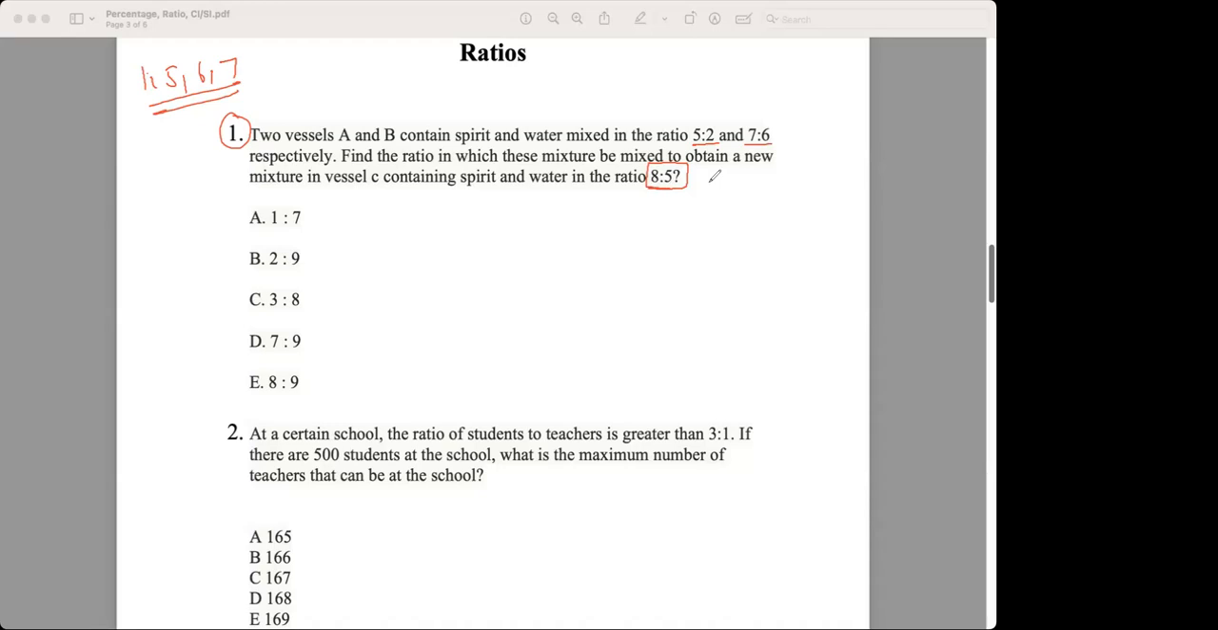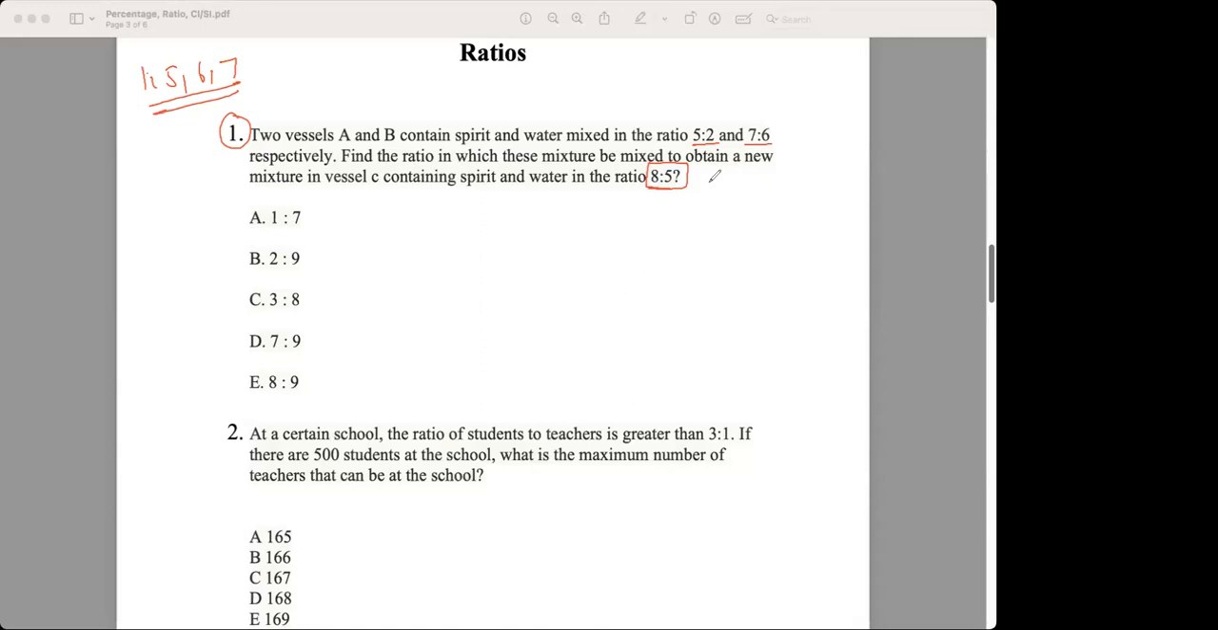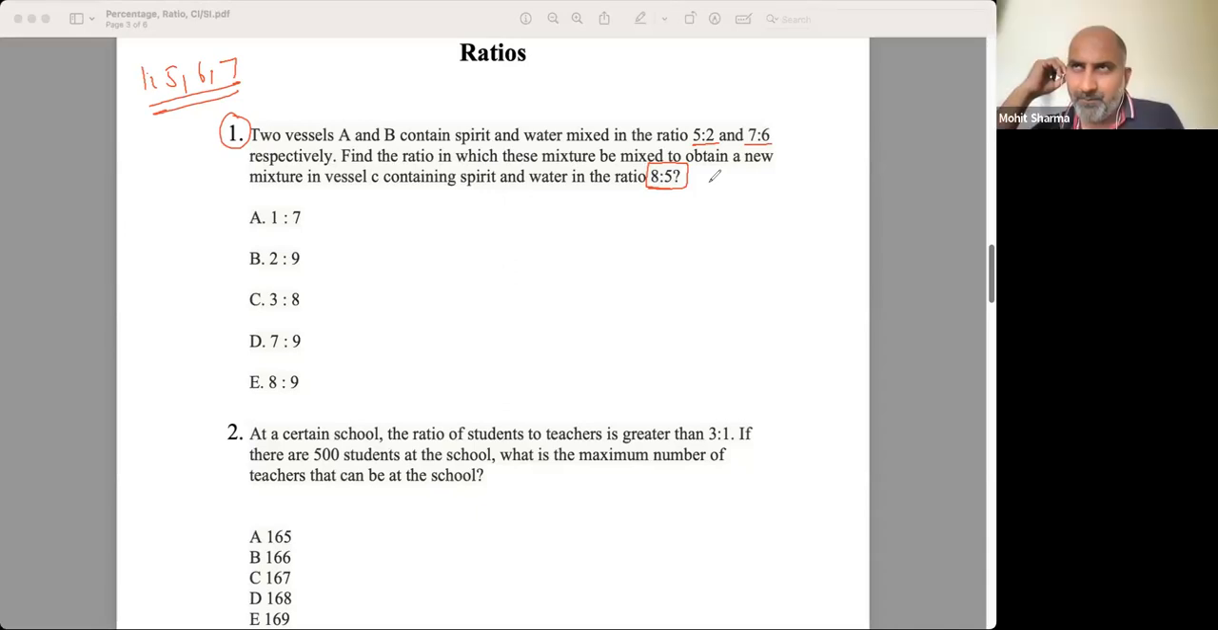Sir, I try to do it in the same way. I assume that in the first box there are 14 liters and in the second box there are 26 liters. So the first box will have 10 liters of spirit and 4 liters of water. The second box will have 14 liters of spirit and 12 liters of water. Then mixing them, it will become 16 liters of water and 10 liters of spirit. That's what I was trying to do.